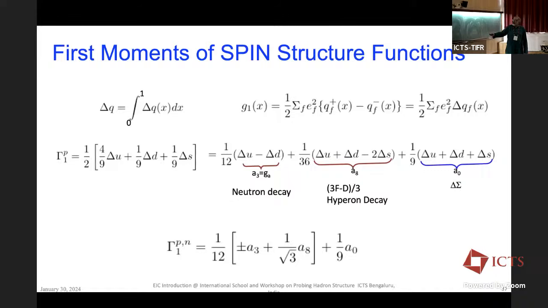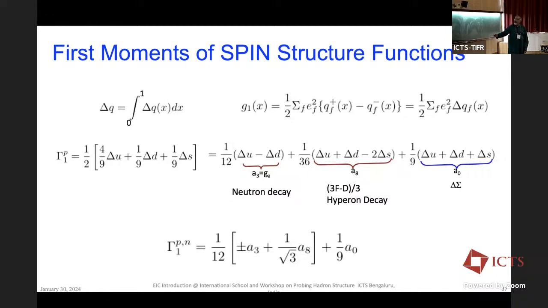4 by 9 by delta U, 1 by 9 by this, 1 by 9 by this. You can see that the charge squared is coming out there. Yes? 4 by 9 is just 2/3, the U quark is 2/3, squared. D is minus 1/3, squared. And then if you write this slightly differently, people realize that you can see delta U minus delta D is what we call A3, a constant. And then this one comes out to be A8, which we can measure. These two we can measure from neutron decay and hyperon decay. Experimentalists, we knew how to measure them.